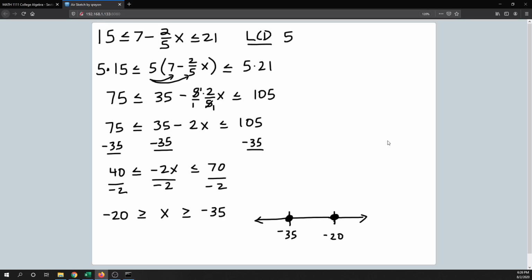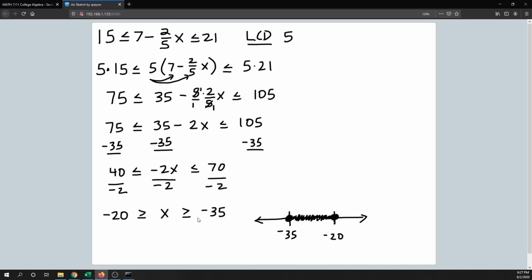So that's what that looks like. And then we need to shade in the solutions, and the solutions here are trapped in between -20 and -35. So it's going to be this piece right here that you shade in. Okay, so that's what the graph looks like.